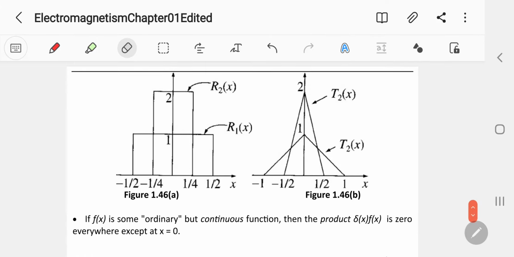So if you multiply any function f of x by the delta function, it is 0 except at x equal to 0. So at x not equal to 0, delta x times f of x is 0.